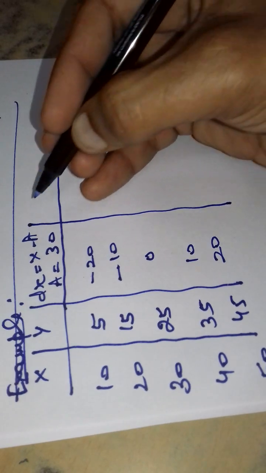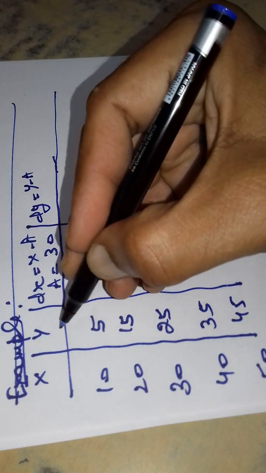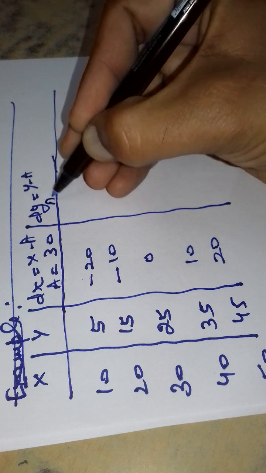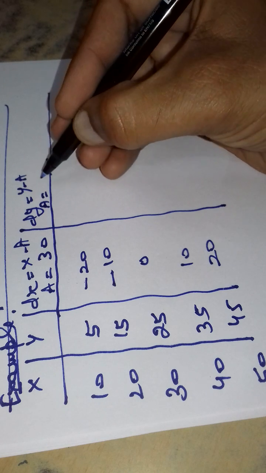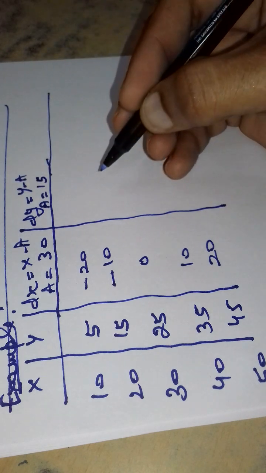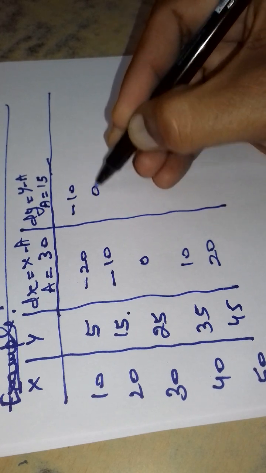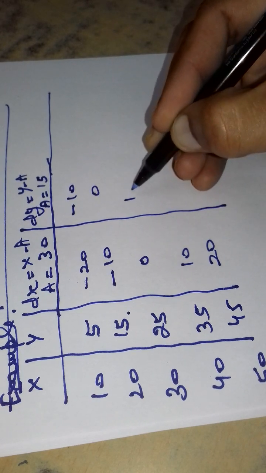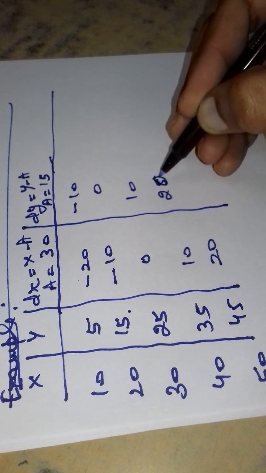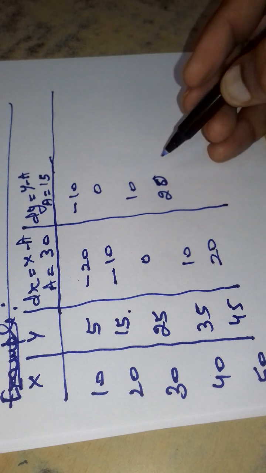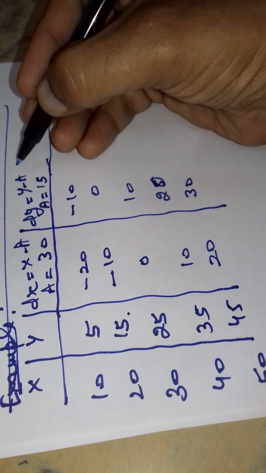Whereas take the value of dy equals y minus a. This is the value of y and we are taking an assumed a for y. I'm taking 15. It will be 5 minus 15, minus 10, 0, 25 minus 15 it will be 10, 35 minus 15 it is 20, 45 minus 15 it is 30.